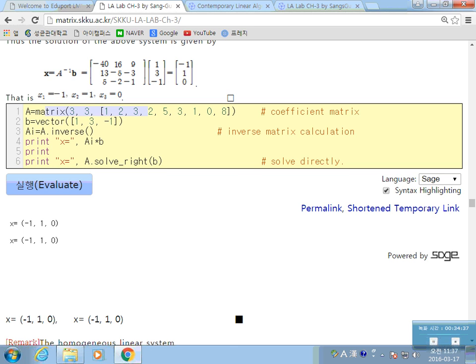Define a matrix and vector and find the A inverse. If you multiply by A inverse, then you have a solution, which is minus 1, 1, and 0 like this. Or the same thing can be done by just solving the linear system of AX is equal to B with this command. You have the same solutions.